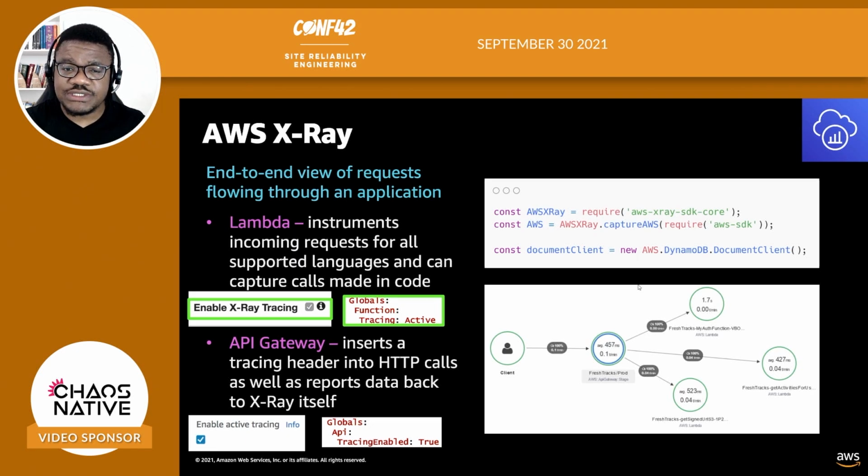For API Gateway, what API Gateway does when it comes to tracing is to insert a tracing header into HTTP calls, as well as report tracing data back to the X-Ray service. And again, you can enable this within API Gateway via the console or via the infrastructure as code tool. And on the right, I've shown what a service map could look like, which shows the tracing of the request going through various services for your serverless application.